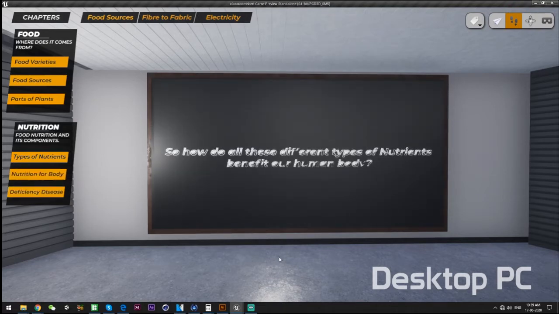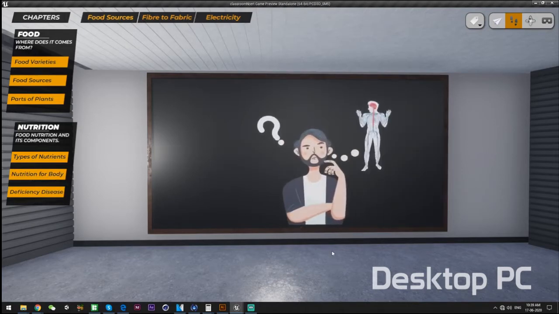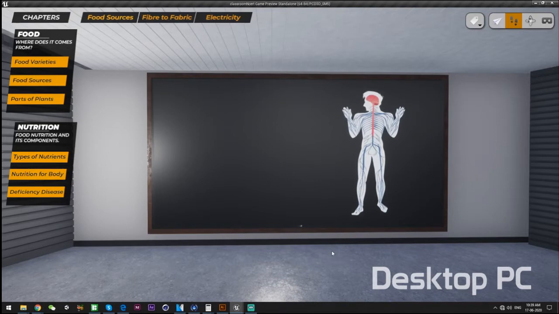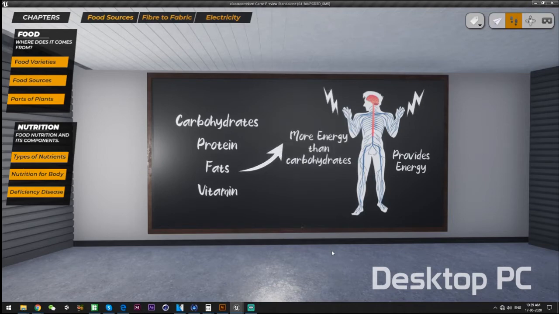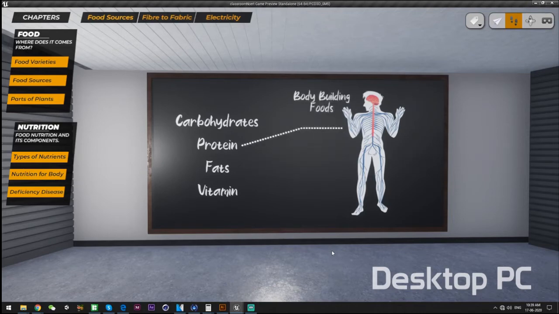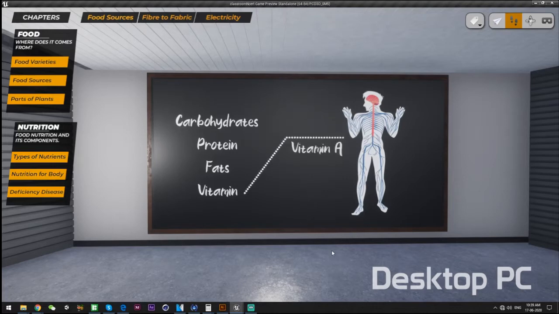So how do all these different types of nutrients benefit our human body? Thinking? Any guesses? Let's check it out. So let's list down all different types of nutrients, that is carbohydrates, protein, fats, and vitamins. The main function of carbohydrates and fats is to provide energy to the human body. Fats give us more energy compared to carbohydrates. Food containing protein is often called bodybuilding food. Protein provides the growth of muscles and makes them stronger. There are different kinds of vitamins like vitamin A, vitamin B, vitamin C, and D, etc., and our body needs all types of vitamins for proper growth and functioning.